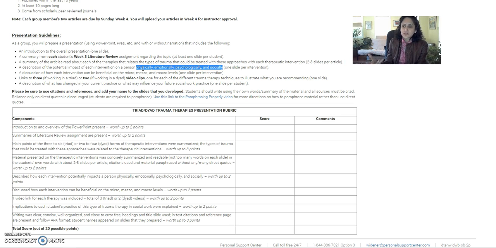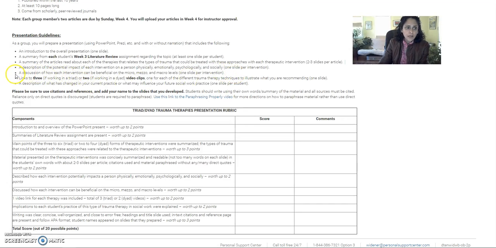So if your intervention is play therapy, then you can talk about how it reduces the physical arousal, how it enables you to enact a story without re-experiencing it. So what does it do to you physically, emotionally, psychologically, and socially? Maybe because of play therapy, you get to practice some scenarios, and then you're happier or more adept at socializing with others because you've already been through this once in play. So something along those lines, okay?